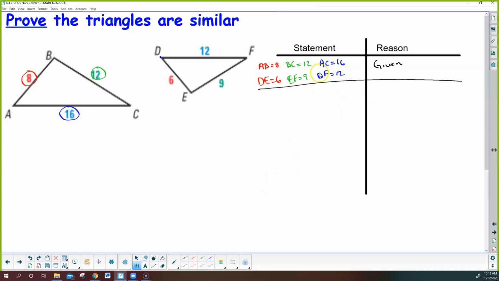Now, why is that important? If I write it the way I did, look at what I just did. I wrote the small side over the small side, the medium over the medium, and the large over the large. I already have my ratios set up.